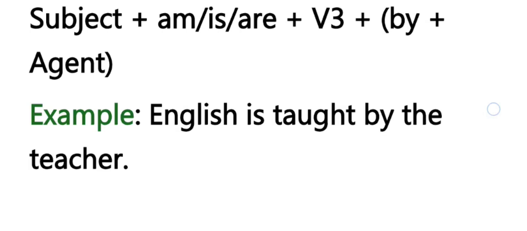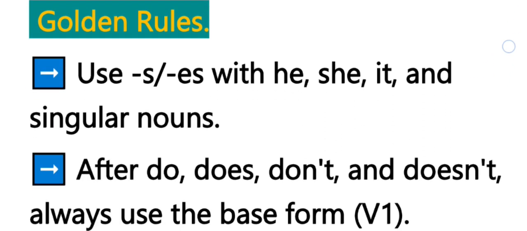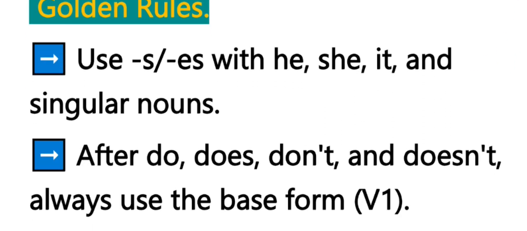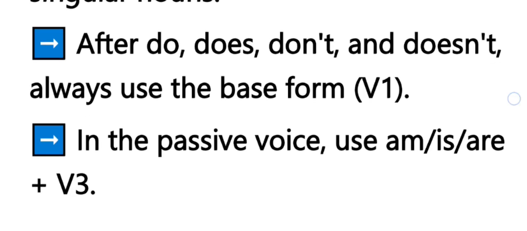Alright, after revising this, we'll talk about the golden rules, which are going to be really helpful for you when you look at the questions. They'll help you find your correct answers. Use S or ES with he, she, it and singular nouns. After do, does, don't and doesn't, always use the base form of the verb, which is first form of the verb. In the passive voice, use am, is or are, and then you have to write the third form of the verb, which is the past participle form.